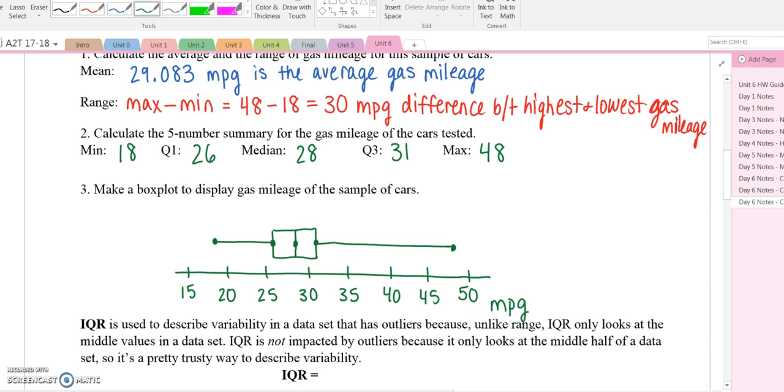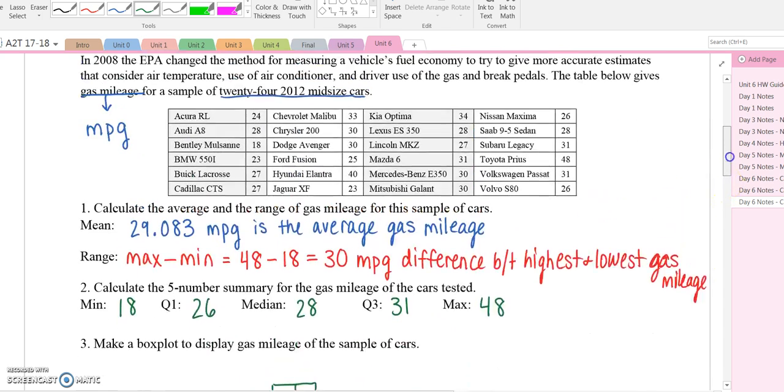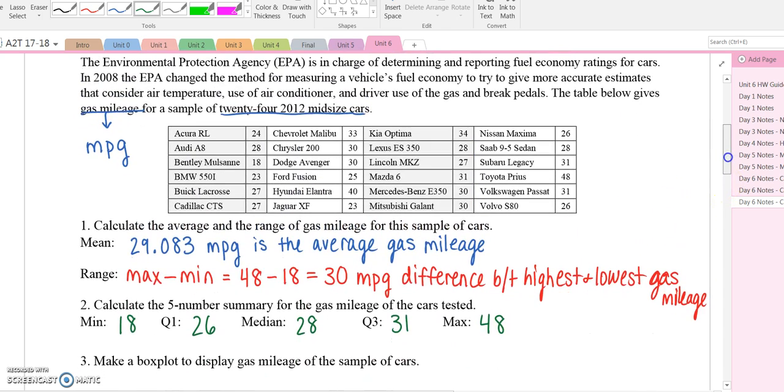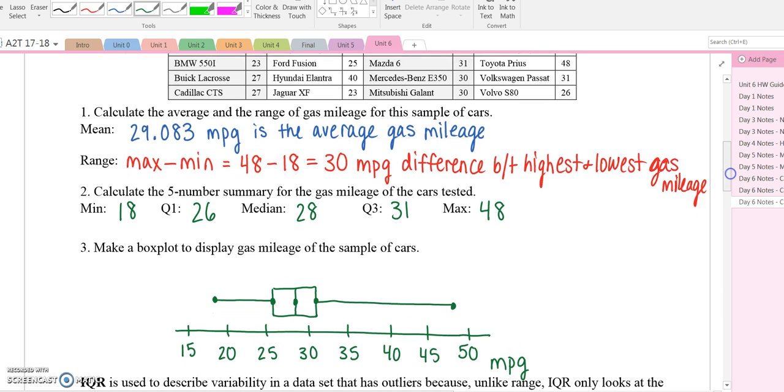Okay, and the only thing left is a title, and this is talking about the gas mileage of 24 2012 mid-size cars. So that's what I'm going to write: gas mileage for 24 2012 mid-size cars. So there's my box plot.